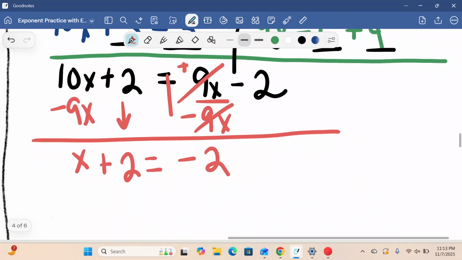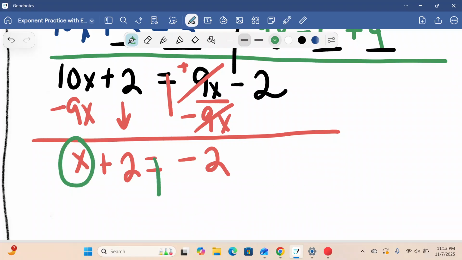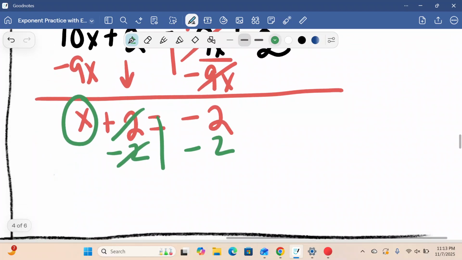Now, this makes it an easier step because guess what? I don't have a number next to the x, so that means once I solve for this, I'm going to have the answer. So I'm going to circle my x. I'm going to get the positive 2 out of the way. I'm going to do my railroad sign and circle my x. I want to get rid of positive 2 on the left, so I'm going to do the opposite, which is negative 2. And then I'm going to do the negative 2 on this side. Get rid of that. And then, of course, x equals negative 2 minus 2, which gives me negative 4.